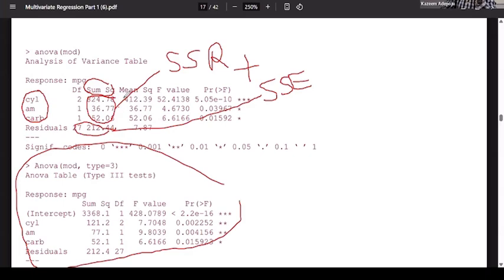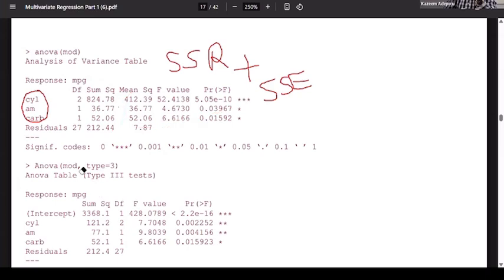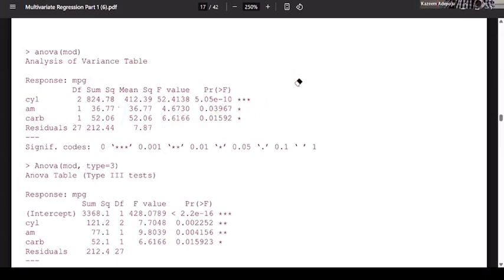We can use this only when we have categorical factors. I'm going to say that again: we can use this only when we have a categorical predictor. You know what this means, the degrees of freedom that you're seeing here? It means we got 3 levels of cylinder, and that is why the degree of freedom is 2.